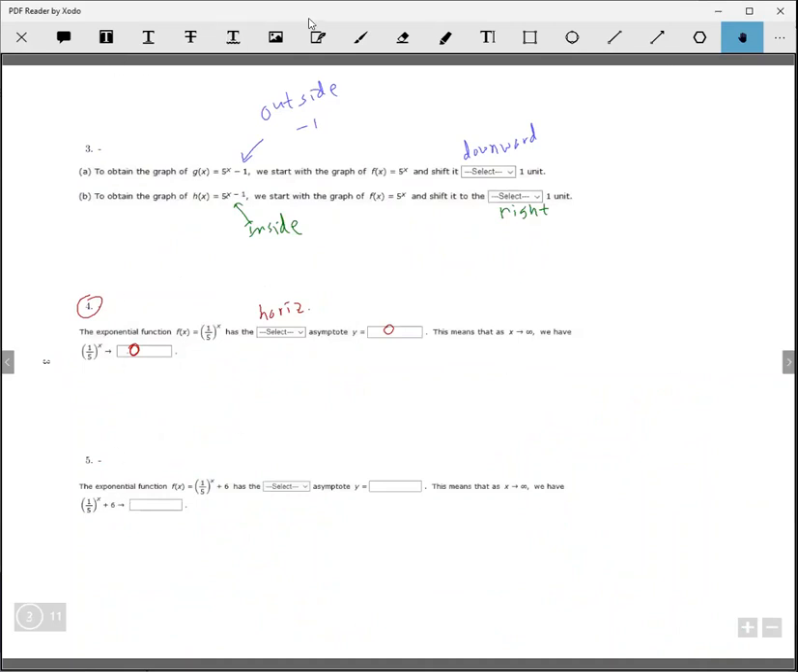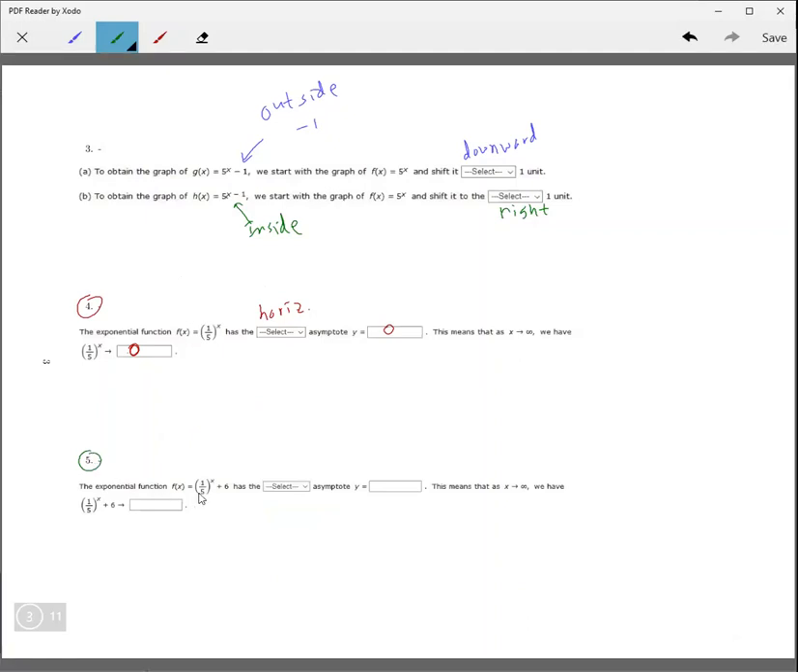Let's look at number 5. This is 1/5 to the x plus 6. This is outside. What happened here with this plus 6 is that it shifted everything up. So now the horizontal asymptote is going to be y equals 6, because everything was shifted up. That means the horizontal asymptote shifts from 0 up to y equals 6, and as you go to infinity, you're going to go to 6.